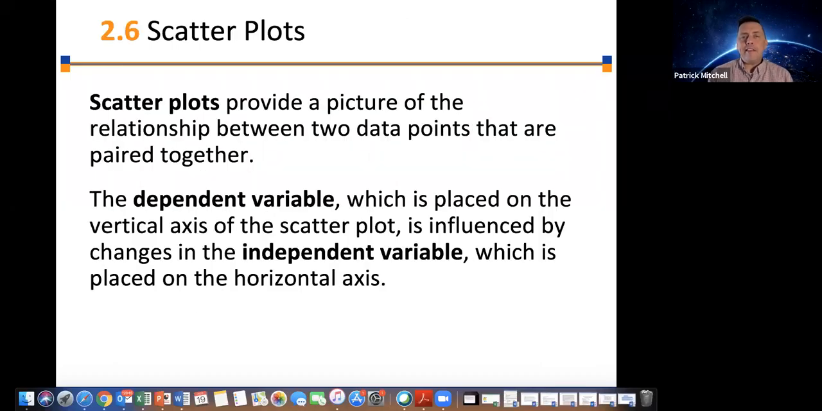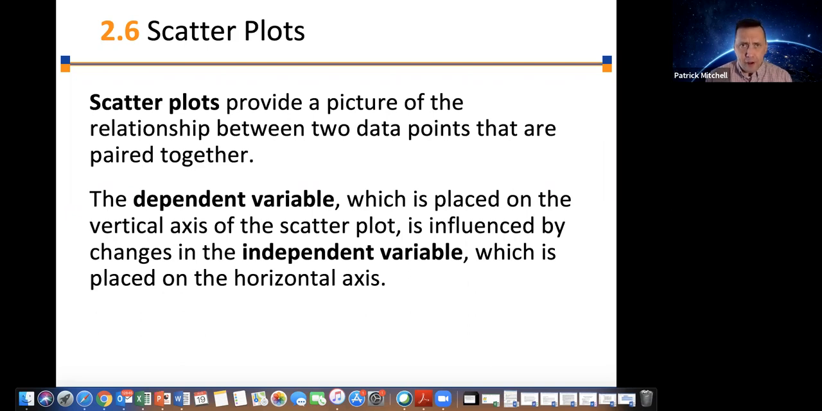This is the last section of Chapter 2 and probably our last short video that I know of for a while. This is Section 2.6 on scatterplots. Scatterplots provide a picture of the relationship between two data points that are paired together.